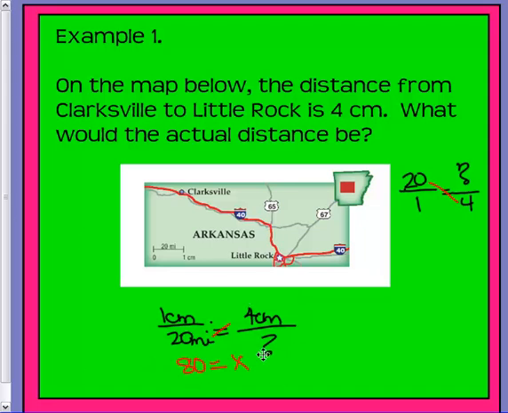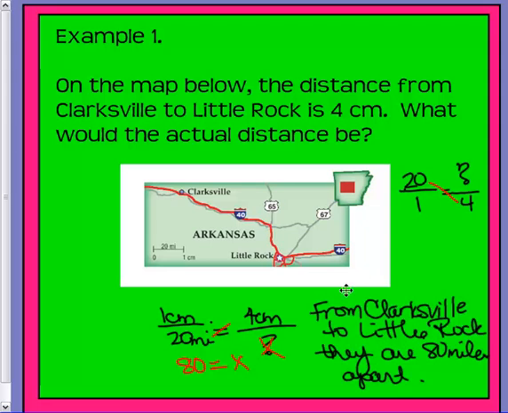So let's call this unknown x. So if I take 4 times 20, it's 80, and 80 equals x, which means that they would be 80 miles apart. So let's write that. From Clarksville to Little Rock, it's 80 miles apart. And I'm going to bubble that in because that is my answer. Okay, let's look at another one.